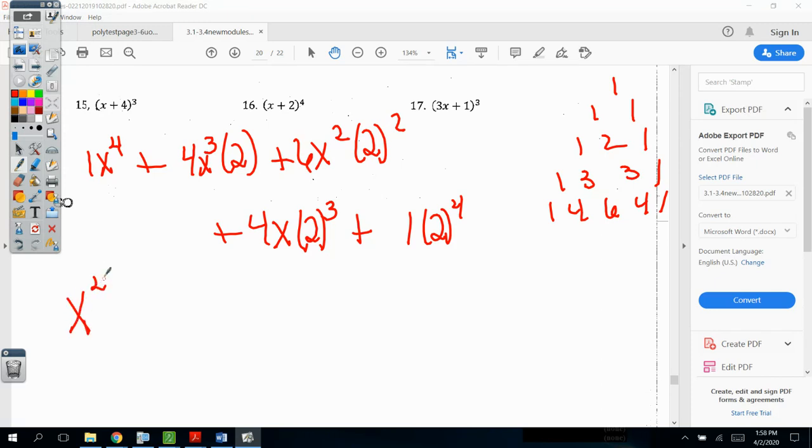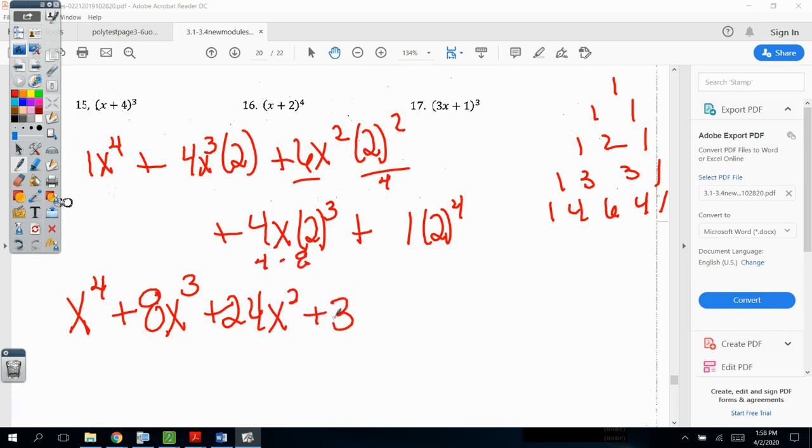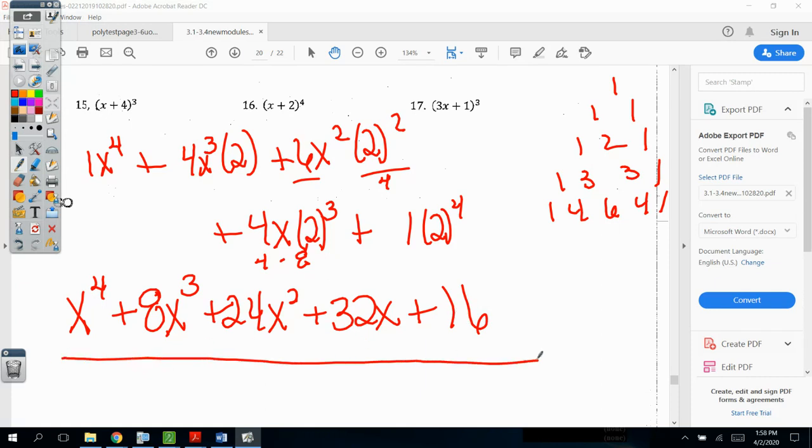We get x to the 4th. 4 times 2 is 8, x to the 3rd. 6 times 4, that'll be 24x squared. Here's a 4 times the 8. 4 times 8 is 32x. 2 times 2 is 4 times 2 times 8, 16. Okay, that will be 16.